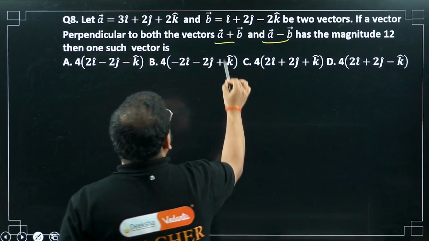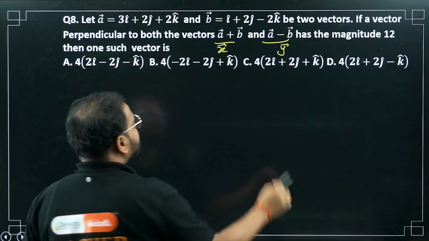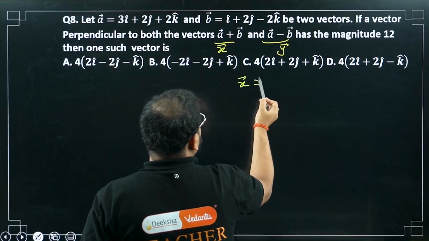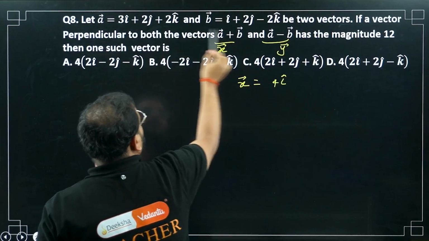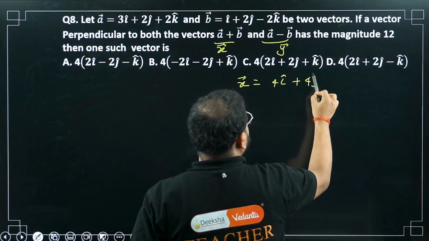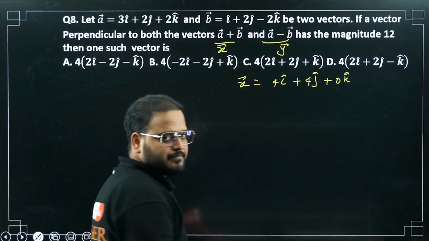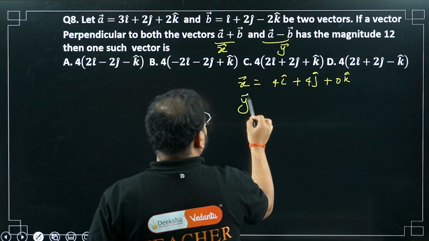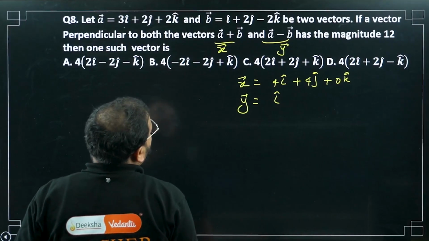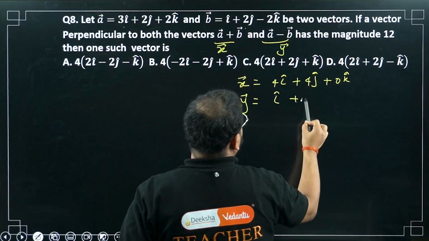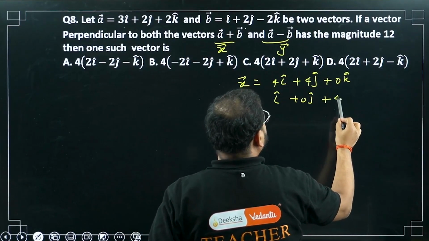A plus B. Take A plus B as vector x and this as vector y. What is vector x going to be? Sum of them. 3 plus 1, 4i cap. 2j plus 2j, 4j cap. And 2k minus 2k, so simply 0k cap. Same way do for y. Difference, right? So 3i minus i, so i cap. 2j minus 2j, so 0j cap. And 2k minus 2k means plus 4k cap.